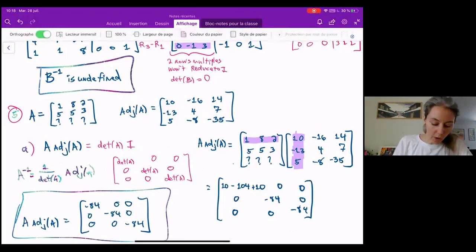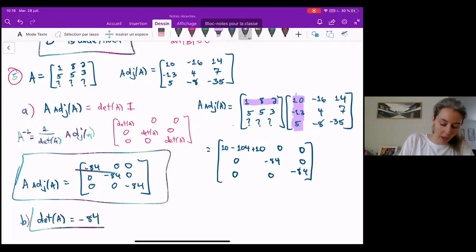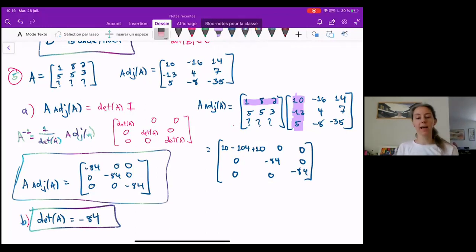Okay, so then the next question is, what's the determinant? Well, what is the determinant of A? You got it, Kyle. Negative 84. I don't actually have any more work to do. I already did A times the adjoint of A. I can see that negative 84 down the diagonal. That's my determinant, which is good news because I don't have all of the rows of A. So there's no possible way that I would be able to use cofactor expansion or row operations to find the determinant here because I'm missing a whole row.